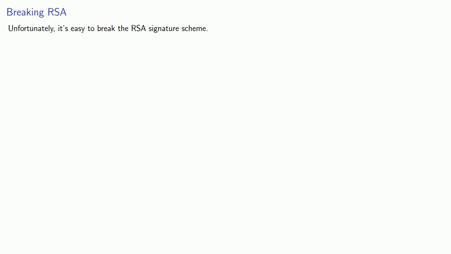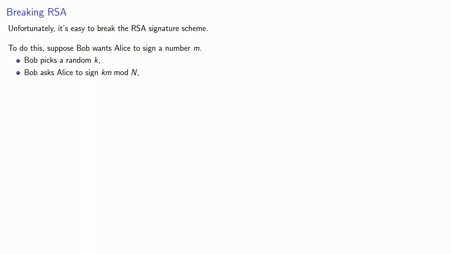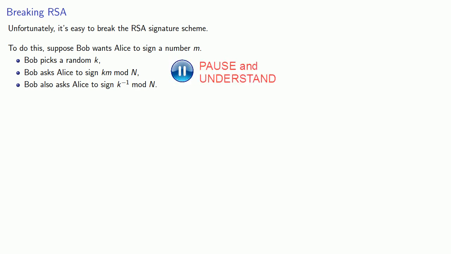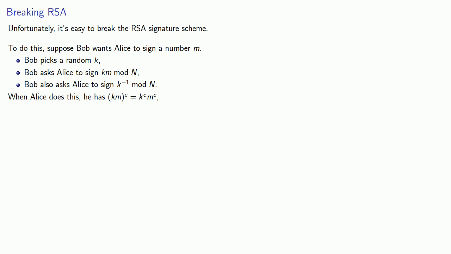Unfortunately, it's easy to break the RSA signature scheme. To do this, suppose Bob wants Alice to sign a number M. So Bob picks a random K. Then Bob asks Alice to sign KM mod N. And Bob also asks Alice to sign K inverse mod N. When Alice does this, Bob now has KM to the power E, that's K to the E, M to the E, and also K inverse to the power E. But if you multiply these two things together, you get M to the E, which is something that only Alice could have produced. So Bob has Alice's signature on document M.